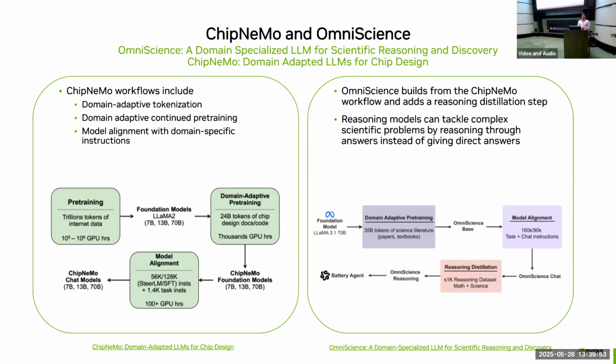Omniscience on the right-hand side builds from the ChipNeMo workflows, and it adds a reasoning distillation step. So we incorporate this sort of thinking into our model, and we can use it for more complex scientific tasks that involve breaking down the model into these individual subproblems that can be solved and reasoned upon. And so I'll take the Omniscience workflow and dive into the pieces from a little bit of a higher level. And then from there, we'll go and look at each individual component of the pipeline in quite a bit more detail and discuss some of the practical ways in which we can do each step.